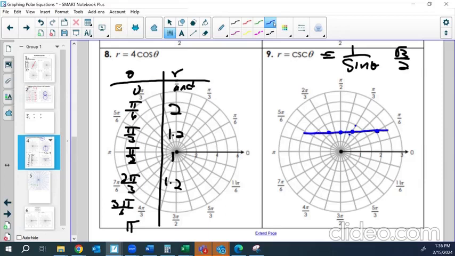Okay. So now let me ask a question. If y equals cosecant theta is a straight line, what is y equals secant theta? What do you think that's going to be? Vertical line. All right. Tomorrow we're going to discuss some more shapes. We're a little bit behind in class, like one topic behind, but we'll be fine.